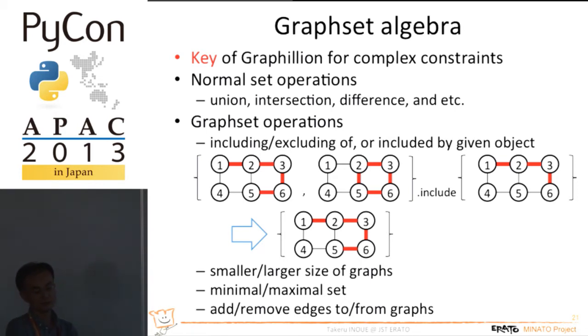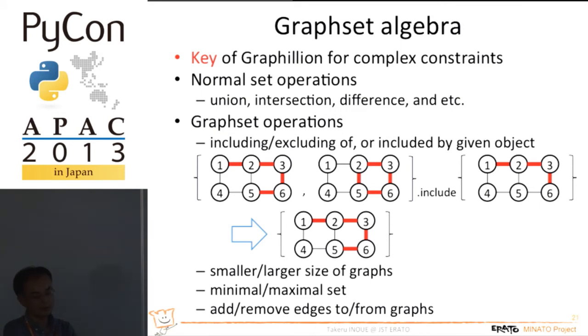The including method, which was used in the previous demo, selects supergraphs of a given object. Here, a given object can be a graph set, a graph, an edge, or a vertex. In this example, supergraphs of the right-hand graph are selected. Okay. This is a supergraph of that, and this is not a supergraph of that. So this one is selected.